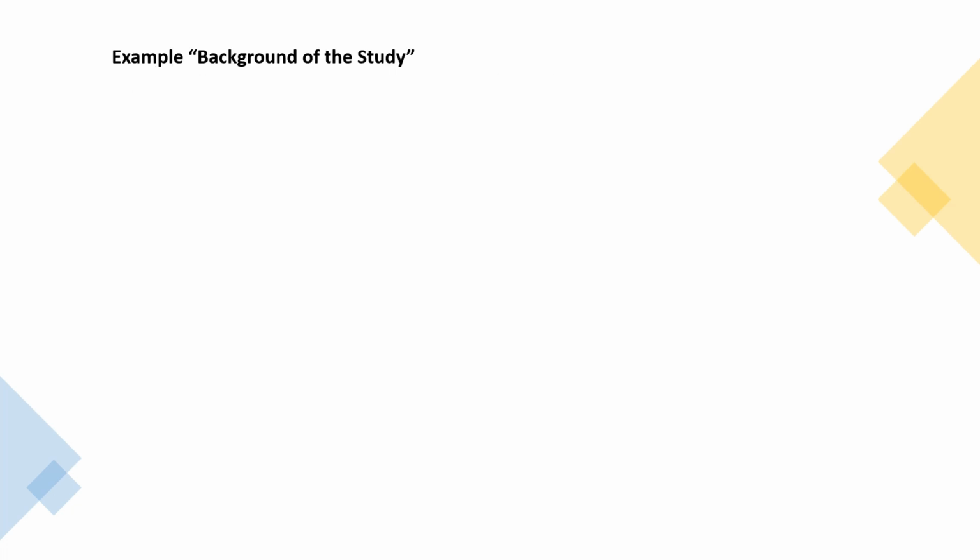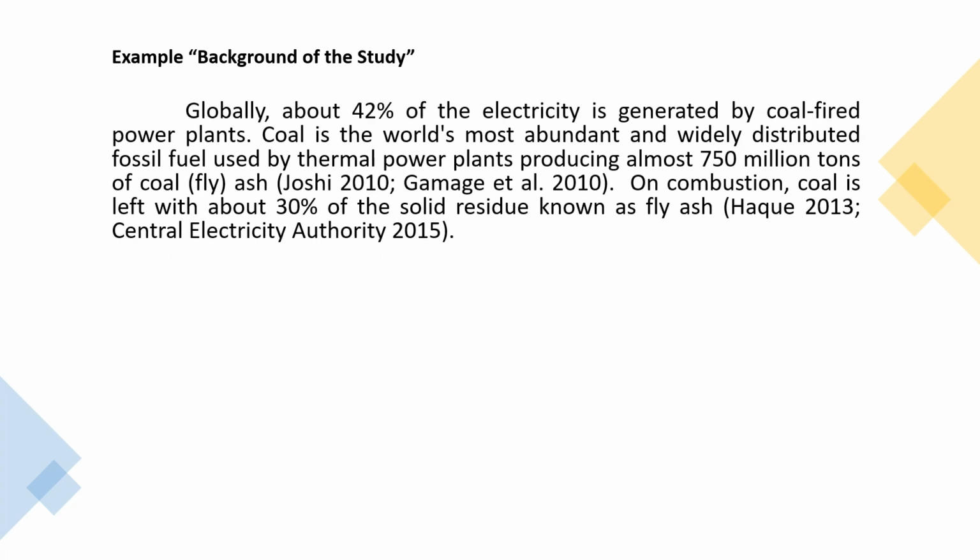I also have here some examples in the context of engineering research. So we have here a sample background of the study. In this first paragraph, the researcher is basically explaining that globally, about 42% of electricity is generated by coal-fired power plants, and the dependence of the majority of countries on coal as the most abundant and widely distributed fossil fuel. And the author also cited some authors for that claim.